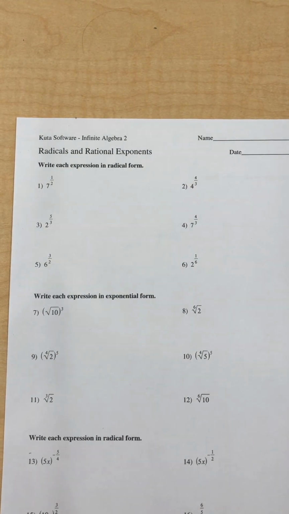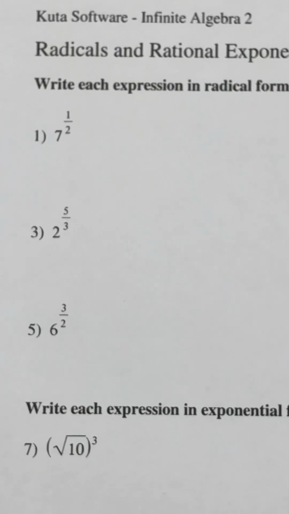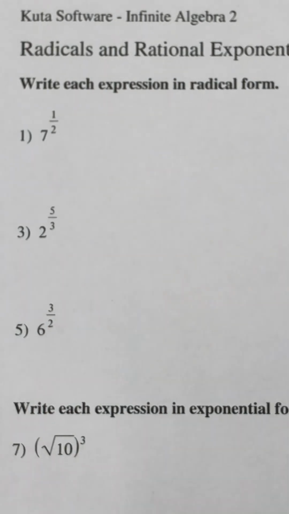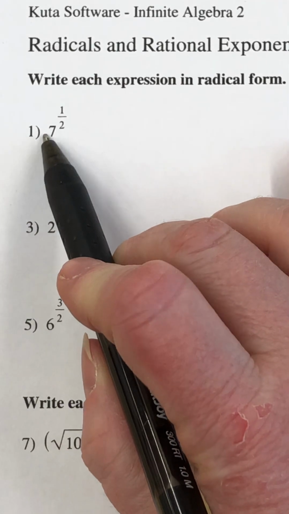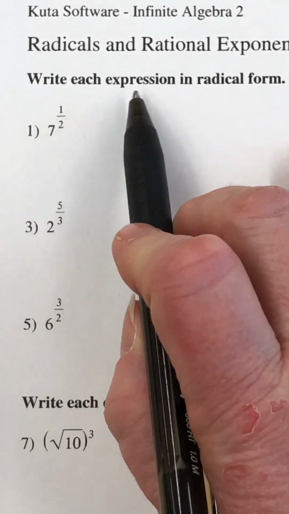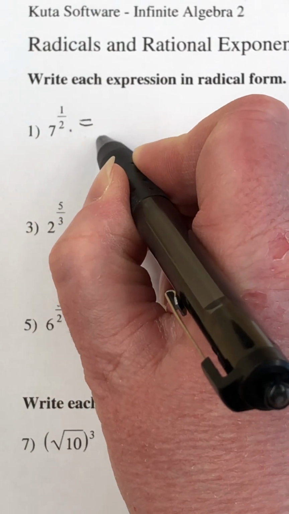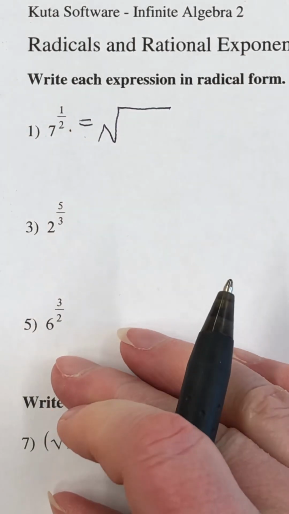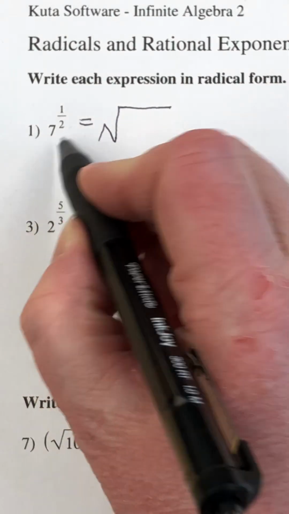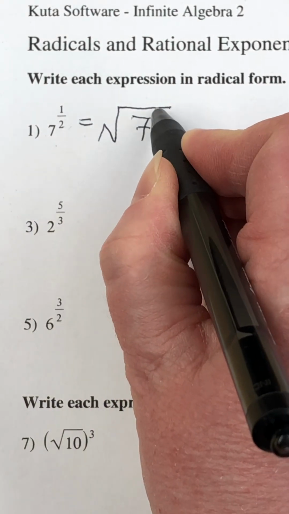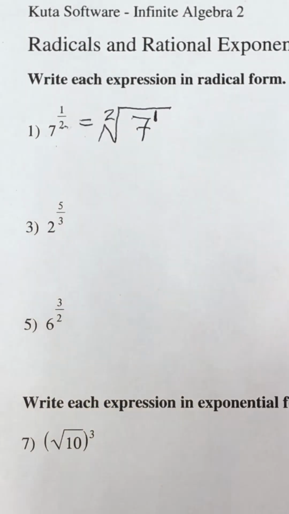All right, so the first thing that we are going to do is go from one to the other. The first one is going from the fraction exponent, and we need to put it into radical form. So we're writing this in radical form. It has to be inside your radical sign. And remember, the top is what the exponent is for the base. So the base is a 7. It's to the first power, and we're taking the square root of that. So the 2 goes out here.